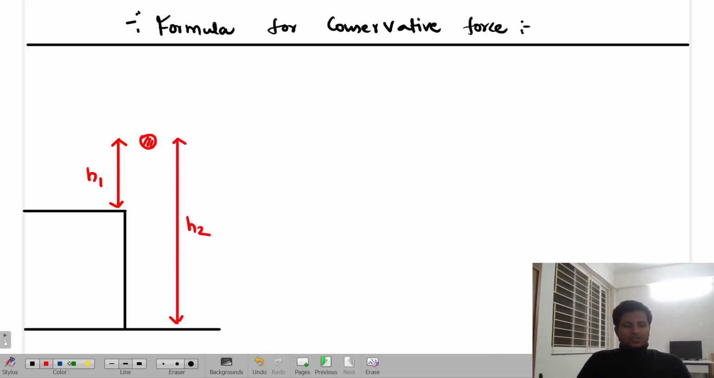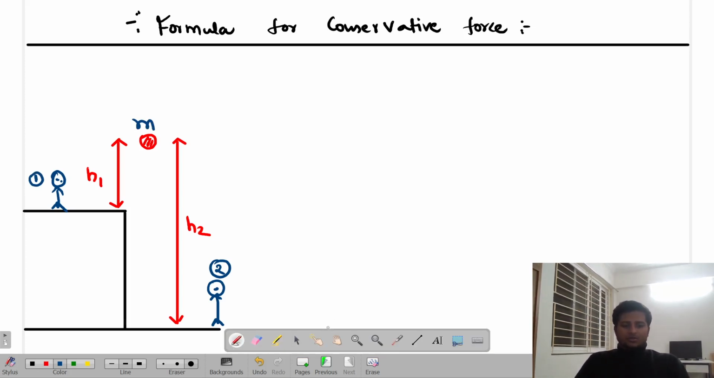There are two observers. Observer 2 sitting on the ground, and observer 1 looking from the top of the building. Are you able to get me or not? Is that clear? Now, this body has mass M. And if I consider the weight of the body, the weight is going to act downwards, which we call mg, isn't it?